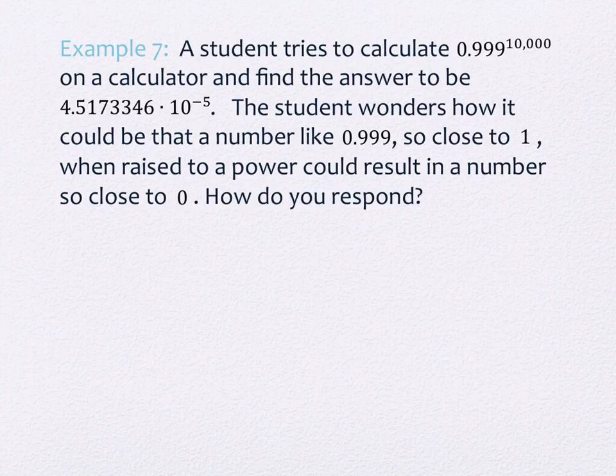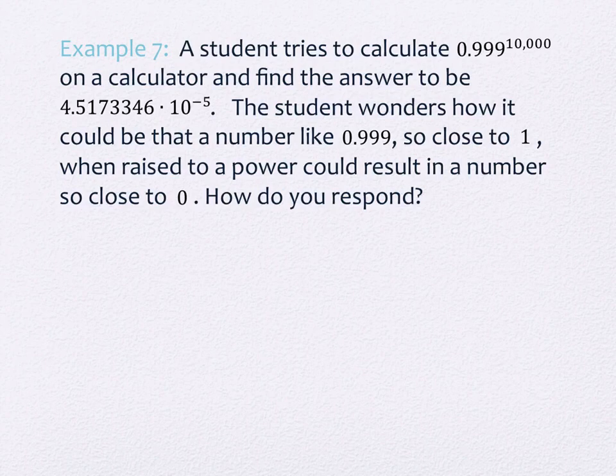All right, so this is one of those type C questions where it's an application, sort of a nuance to something. A student tries to calculate 0.999, so 999 thousandths, to the power of 10,000 on a calculator, and finds that the answer is 4.5173346 times 10 to the negative 5th. Okay, that's almost 0, right? We did scientific notation in 7.2 before this lesson, okay? This is a very, very small number.